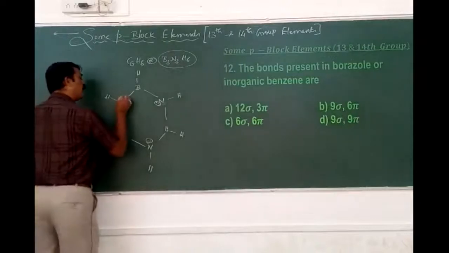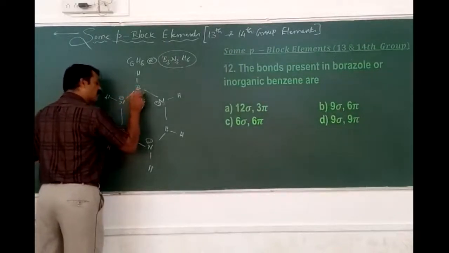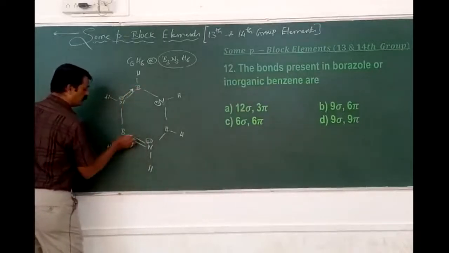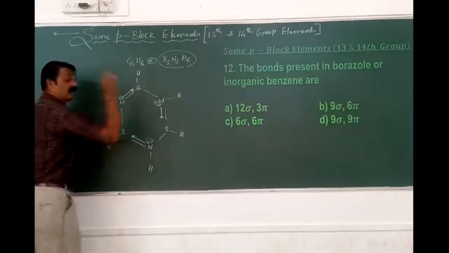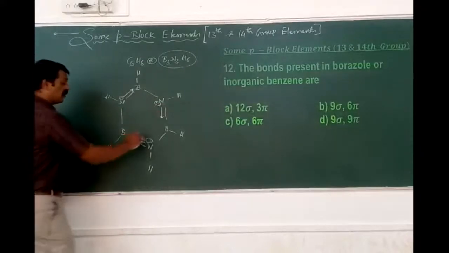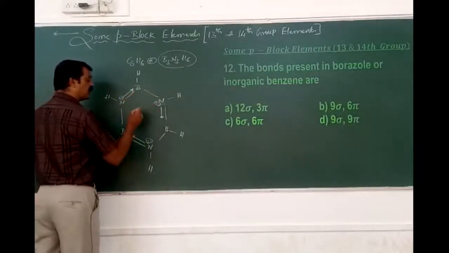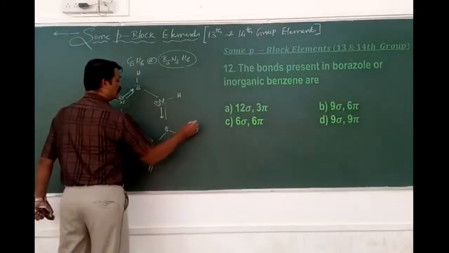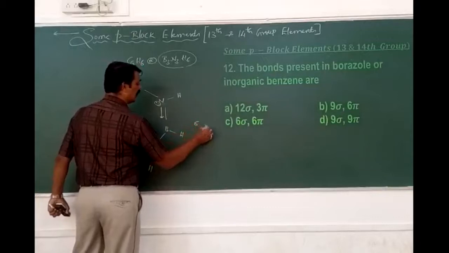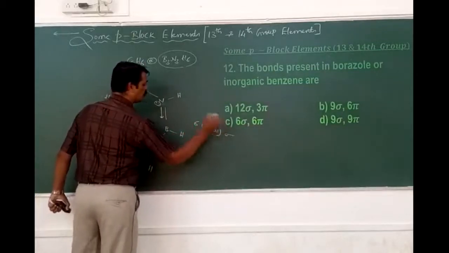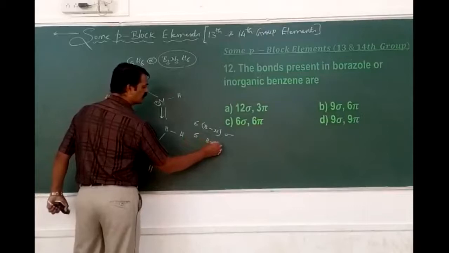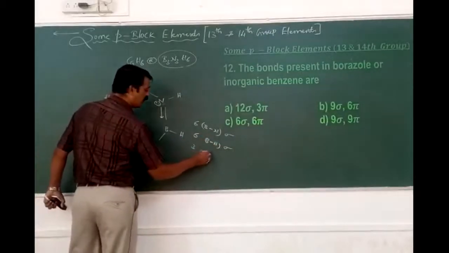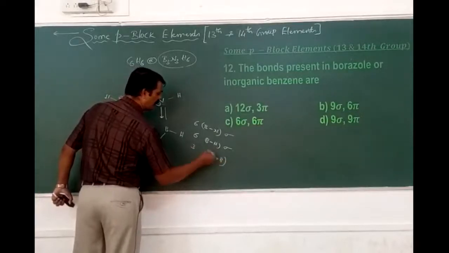What it will do? Boron is electron deficient and nitrogen is electron rich. Therefore, it forms a pi bond. Pi bonds are indirectly called as the double bonds here. Means, how many sigma first? The ring atoms are totally 6 here. Therefore, the 6 sigma in the ring and then the 6 BN sigma bonds first, 6 BH sigma bonds and then 3 N double bond B pi bonds.